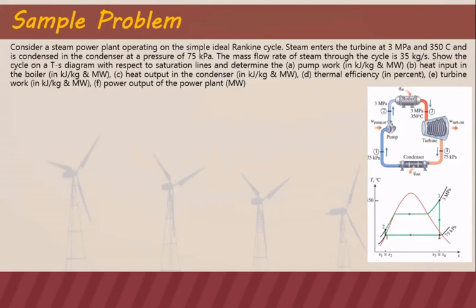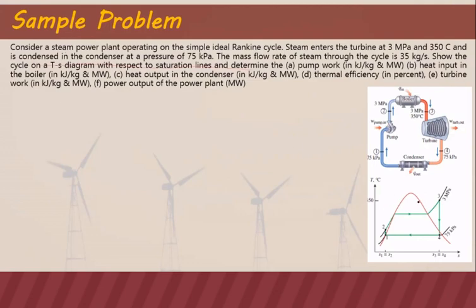kilogram and megawatts, the heat input in the boiler in kilojoules per kilogram and megawatts, heat output in the condenser in kilojoules per kilogram and megawatt, thermal efficiency in percent, turbine work in kilojoules per kilogram and megawatt, and the power output of the power plant also in megawatt. So for the first question, show the TS diagram. Show the TS diagram with respect to the saturation line.